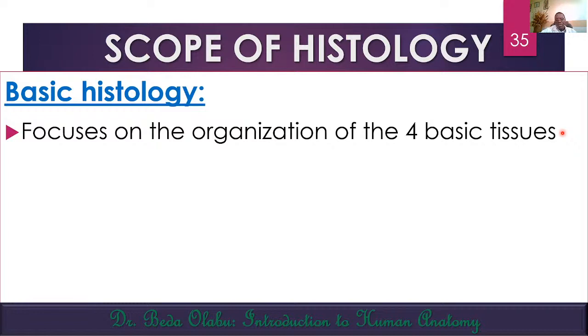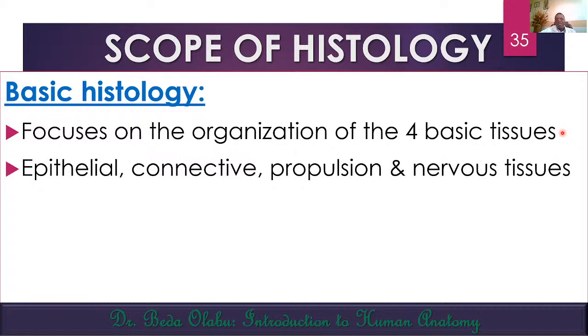However, if you group these tissues, even though there are over 20 different types of tissues, they can be grouped into four major categories. And those four major categories are the ones we are calling the four basic tissues. The four basic tissues are these ones. We have epithelial tissues. We have connective tissues. We have muscle tissues. And we have nervous tissues. These are the four basic tissues.